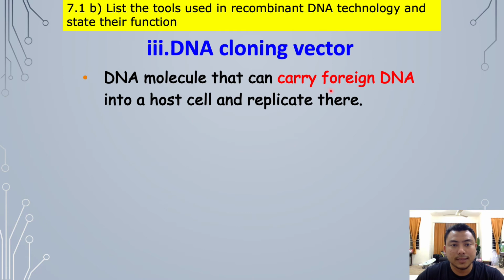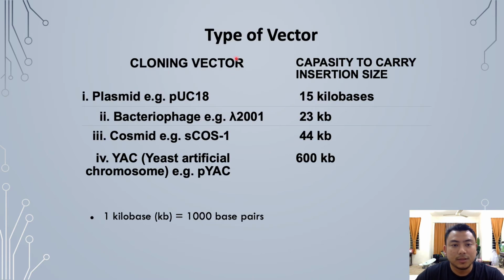Okay, next, a DNA cloning vector. So what is a DNA cloning vector? It's a DNA molecule that can carry foreign DNA into a host cell and replicate there. Okay. So there are several types of vectors, and these are the common vectors being used, and this is the list of cloning vectors that you need to learn and memorize a little bit.